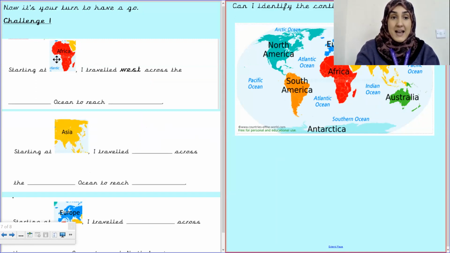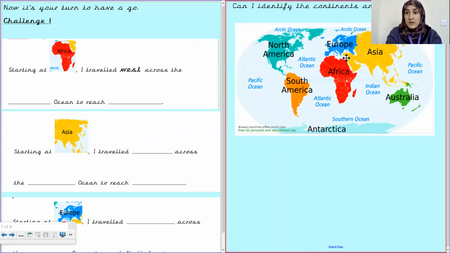Now, starting at, let's make myself smaller so you can actually see the map. Okay, I've made myself as small as possible. Starting at Africa, I travelled west. So, Mr. Blue is over here. Oh, pen. Mr. Blue is over here. Here's Mr. Blue. Now, I'm also going to put the compass here for you. That's a very dodgy compass. Right.